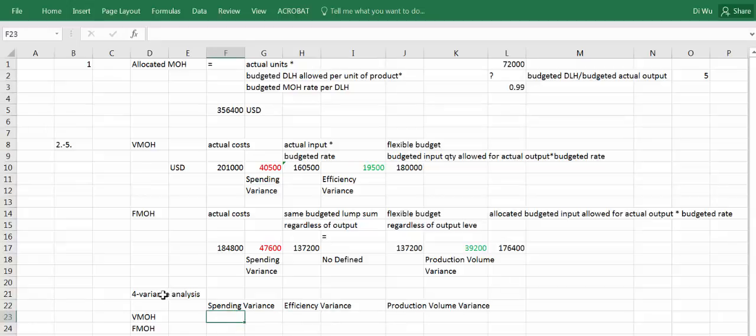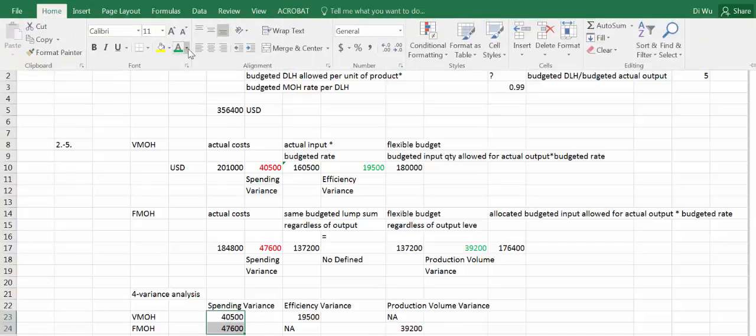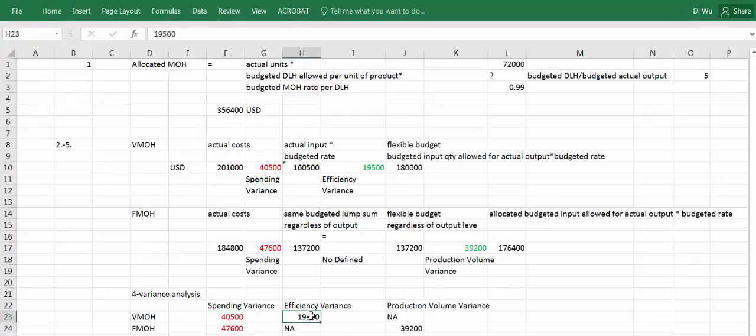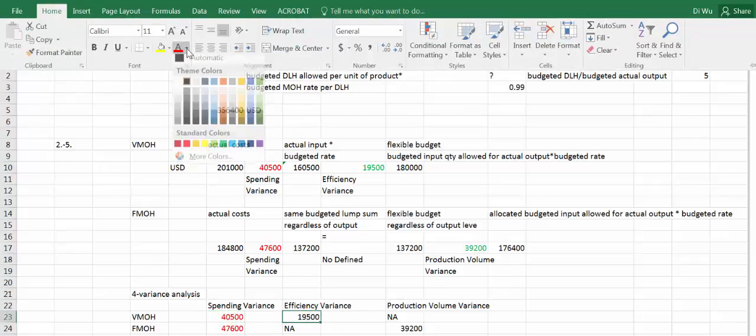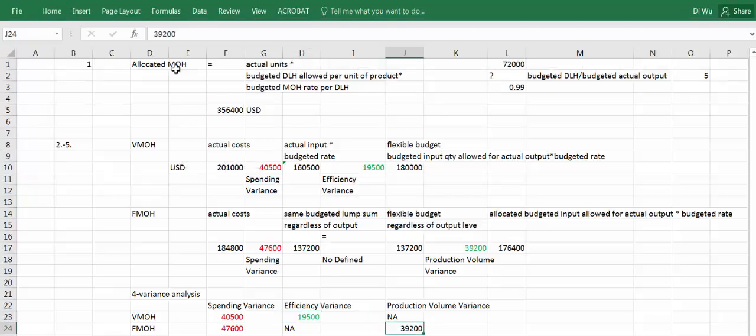For this one we have 40,500 unfavorable. For this one I have 47,600 unfavorable. For efficiency variance here we have 19,500 favorable, and this is not applicable. For this one it's also not applicable, and we have 39,200 favorable. We're looking at USD. I'm going to put these numbers in red, which is unfavorable, and this is the favorable one. Same here.